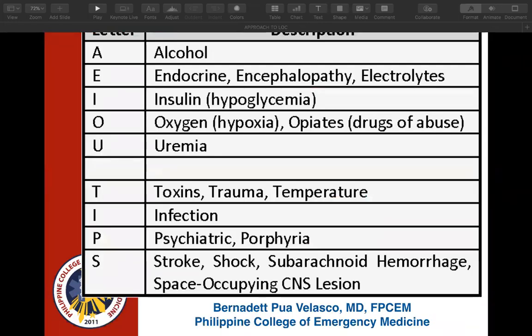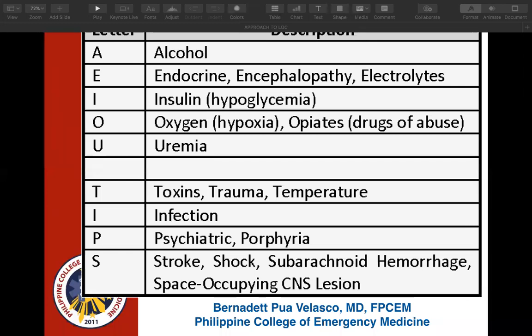Next, this is just something to help you in determining the causes of depressed consciousness. So we have the mnemonic AEIOU TIPS. A could be caused by alcohol. E for endocrine, encephalopathy, or even electrolytes. I could be hypoglycemia due to insulin. O is oxygen, probably the patient is experiencing hypoxia, or even an opiates overdose. And U for uremia.